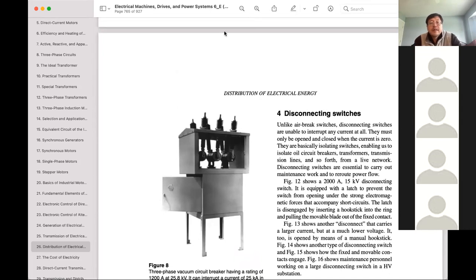Any questions? Do they all look generally like that, or is there a whole different variety of housings and stuff for mechanisms like that? I think besides the air type, the oil type looks like a big oil tanker, right? A big oil tank. Okay. Yeah, the others just look different.